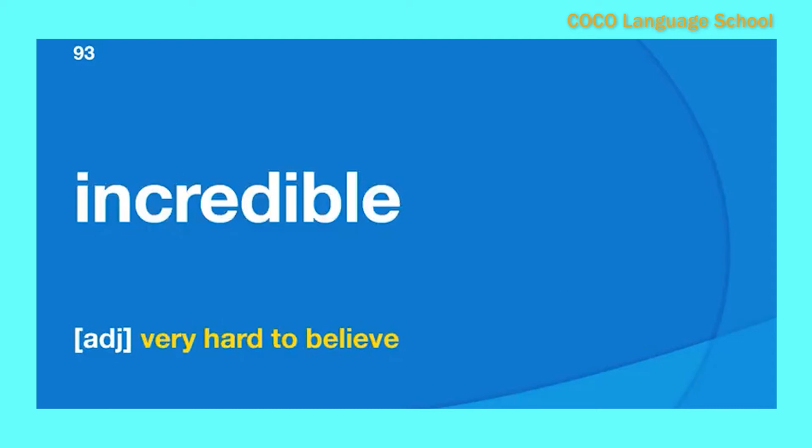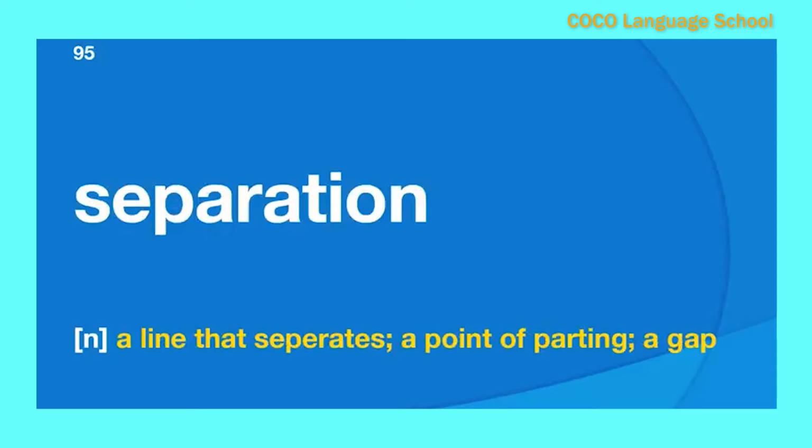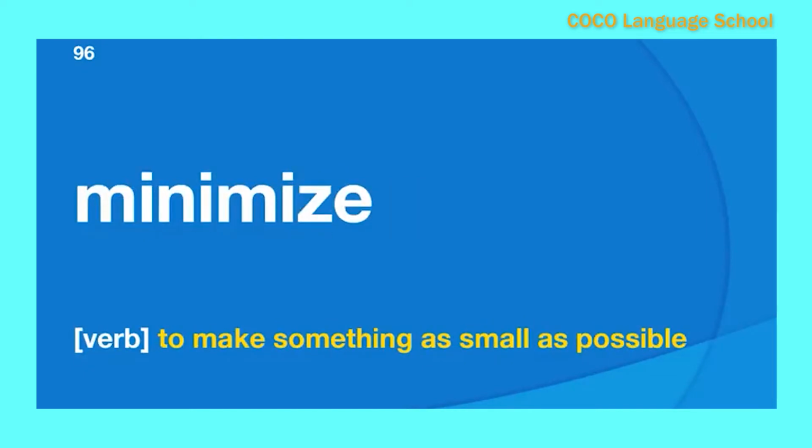Very hard to believe. Incredible. Image expressing numerical data in lines or shapes. Graph. A line that separates a point of parting, a gap. Separation. To make something as small as possible. Minimize.